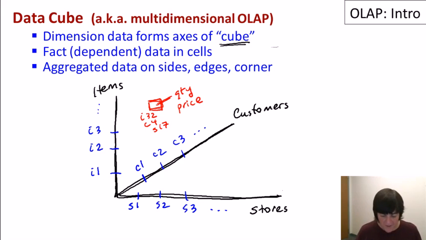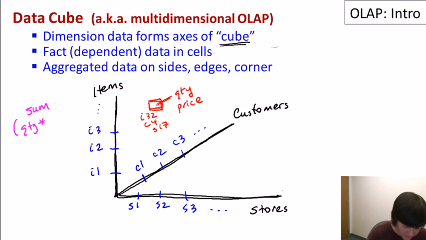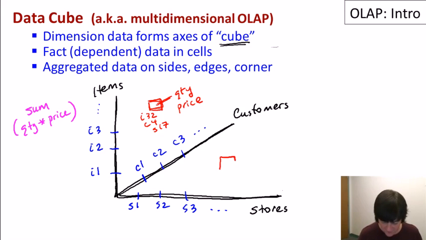So now on the faces, edges, and corner of the cube, we're going to have aggregated data. And there does need to be with each data cube a predefined aggregate function. So for this one, let's say that what we want as our aggregate is the sum of the quantity times the price. So we're going to figure out the total amount that we're making for different combinations of stores, items, and customers.